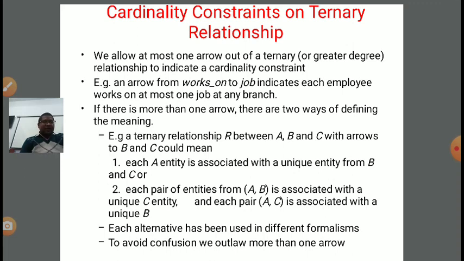If there is more than one arrow, there are two ways of defining the meaning. A ternary relationship between A, B and C with arrows to B and C could mean that each entity of A is associated with a unique entity from B and C. Or, the second possibility, each pair of entities from A, B is associated with a unique entity in C, and each pair of A, C is associated with a unique entity of B. Okay, so the statements are self-explanatory. No need to explain further. Each alternative has been used in different formalisms. To avoid the confusion, we disallow more than one arrow.